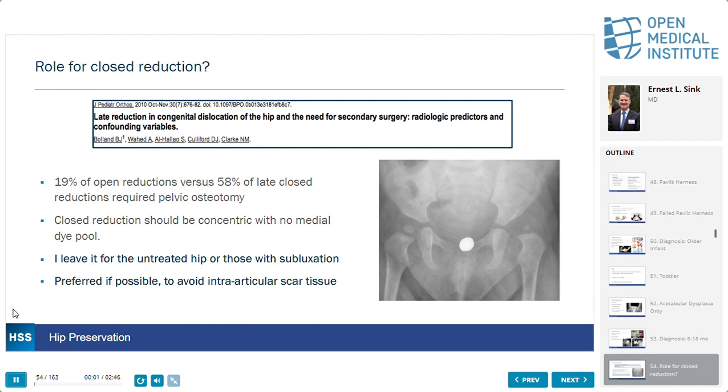The role for closed reduction, well, the need for secondary surgery might be higher in one study in those that had closed reduction. I leave closed reduction for the untreated hip or those with subluxation, because if it didn't work with a Pavlik, it didn't work with the brace, there's a good chance it's not going to go in with the way we do it, which is just intraoperative closed reduction. So I'll wait till 9 or 10 months of age. Sometimes it does and it's perfect and you're done. You do an ultrasound, or you do an injection, but if you're doing it and the patient's asleep, the hip's just in and out, you know you have to open that hip up.